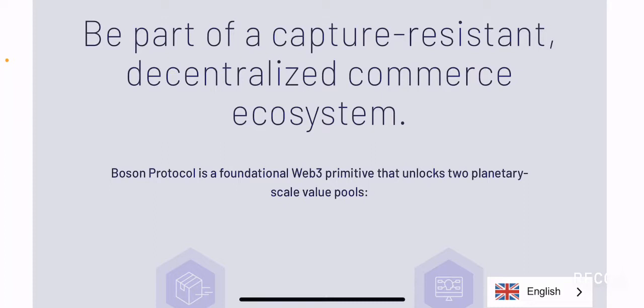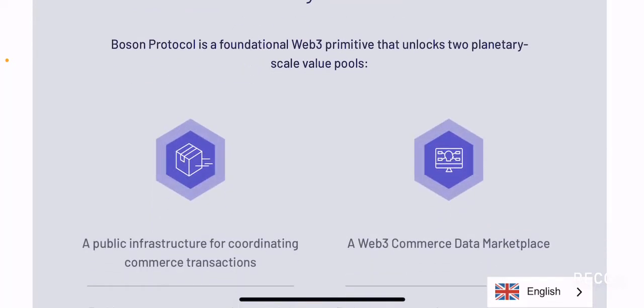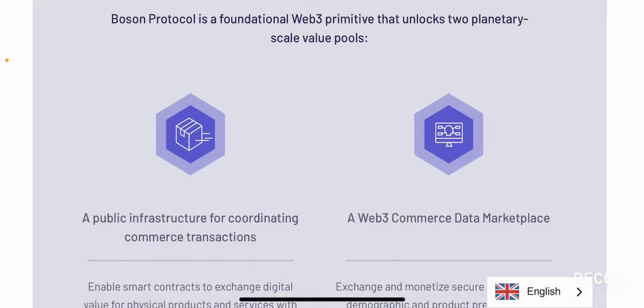Be part of a capture-resistant decentralized commerce ecosystem. So it's basically an e-commerce ecosystem, but done fully in a decentralized manner, using the NFTs that they use in their game theory. They're aiming to automate redemptions, right? And Boson Protocol is the foundational Web3 primitive that unlocks two planetary scale value pools. So they're stating that they are unlocking two important planetary scale value pools, and one of them is a public infrastructure for coordinating commerce transactions.